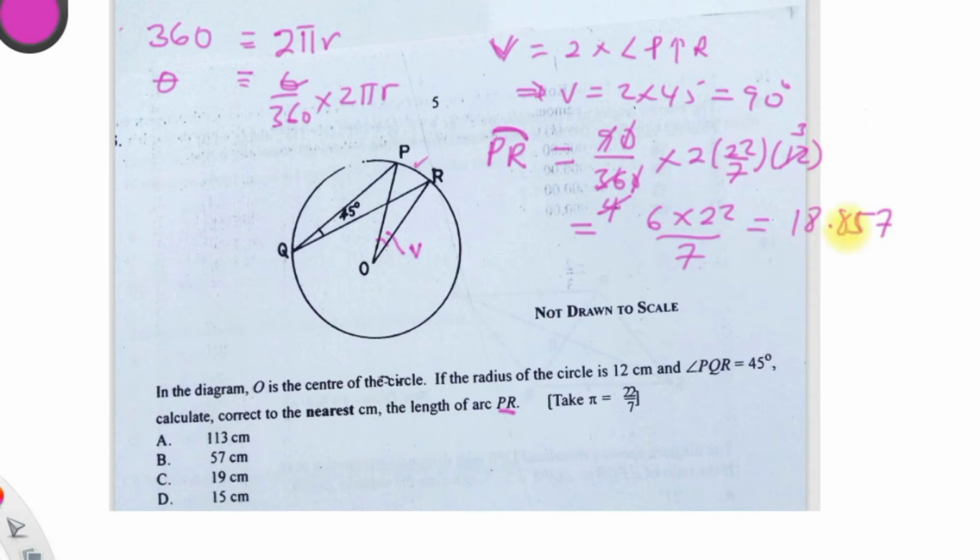If it's greater than or equal to 5, we have to approximate: add 1 to it. So this one will give us 19. Add 1, so we get 19 centimeters. Have you seen? So which is the correct answer? The correct answer is C.